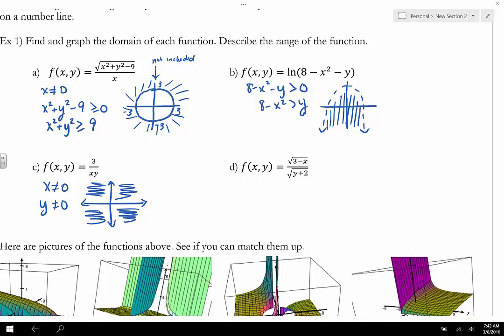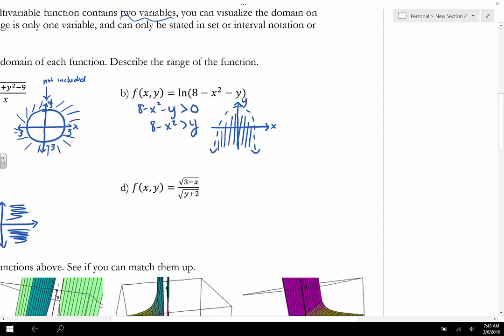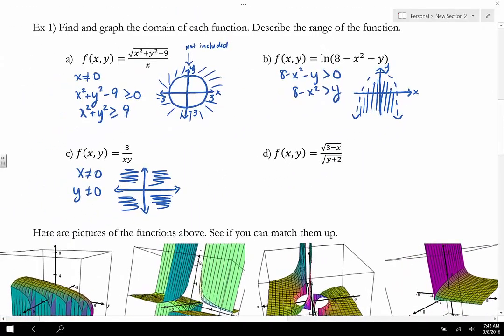Now, one more thing that I should have said at the beginning, but I might as well say it now. When we're graphing these, because we're talking about a multivariable function here, I really need to indicate what these axes are. Is this an xy axis? Is it a zy axis? Is it a zx axis? So make sure that you put in your axis labels.